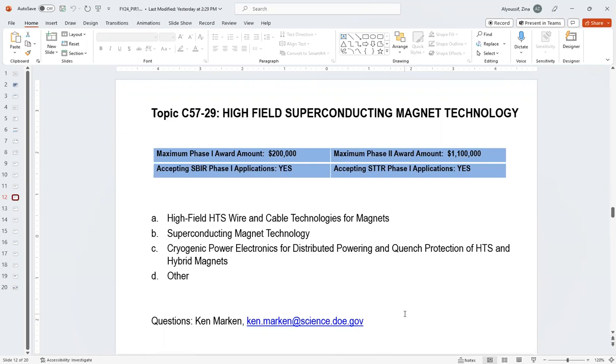Again, our R&D partners are primarily Fermi Lab, Berkeley Lab, Brookhaven. Reach out to me if you need contact information in any of these specific areas.